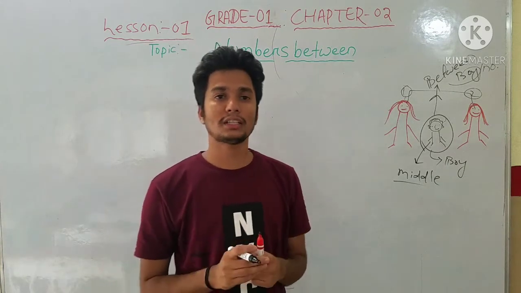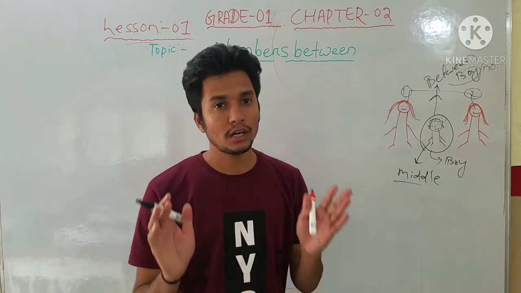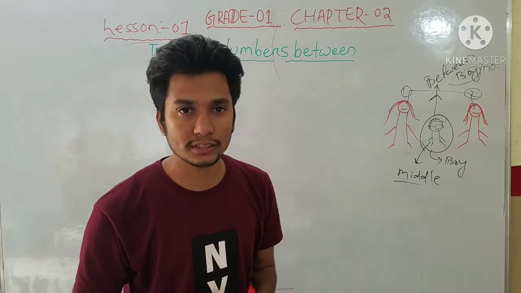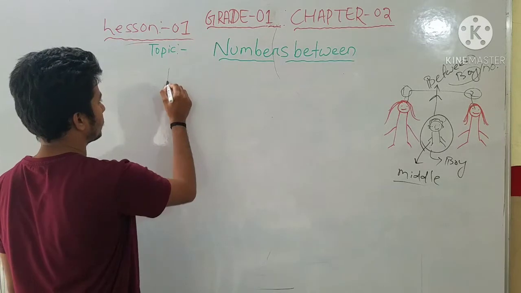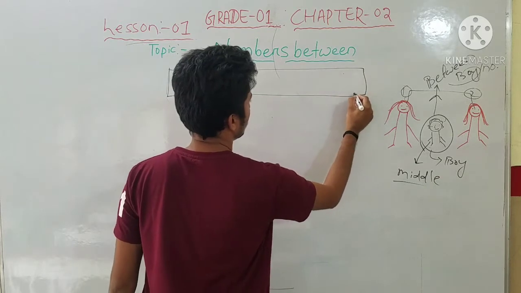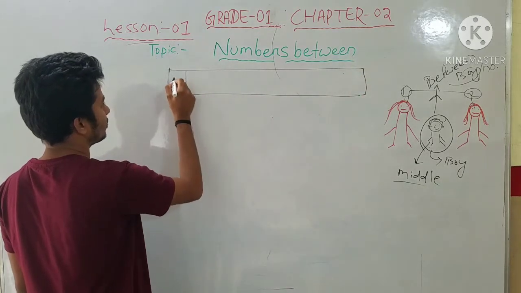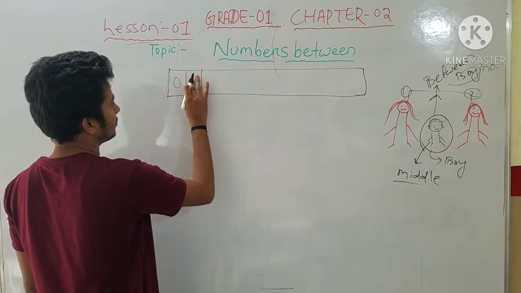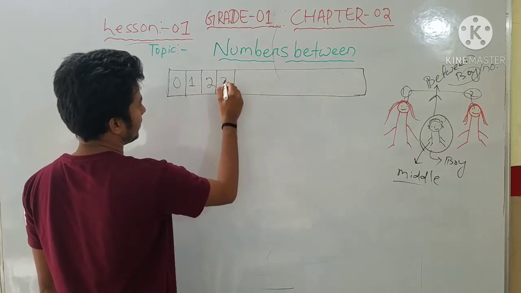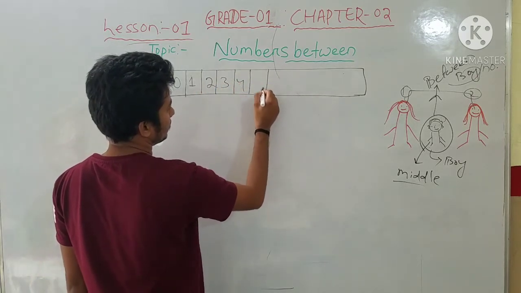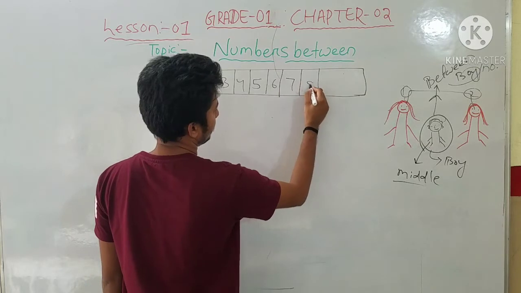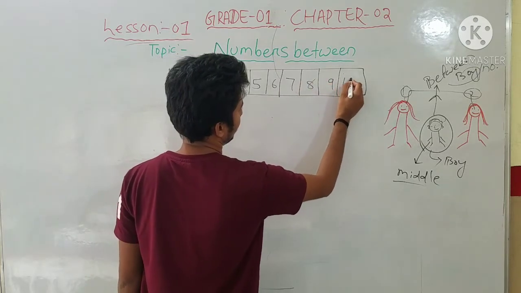Okay, students, let's start. I will give more examples of how we can identify the between numbers of a number strip. I will draw first. This is a number strip. First I will start with 0, that is 1, that is 2, 3, 4, this is 5, 6, 7, 8, 9 and 10.